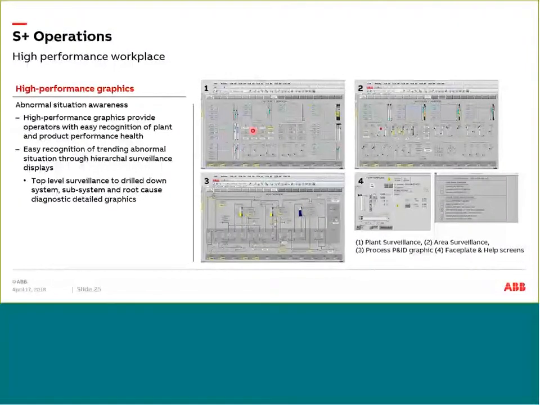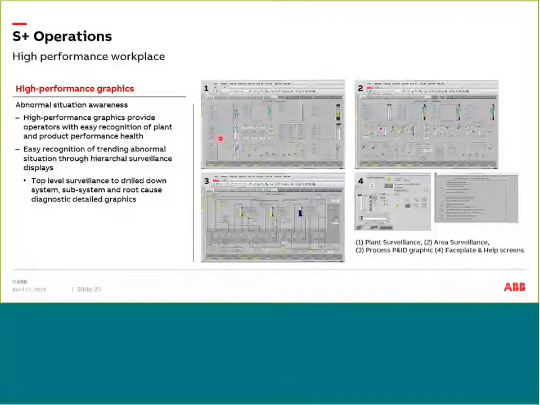But if you're going into the graphic design itself, with ABB, we provide the high performance graphics as an option. We'll delve deeper into this in a different webinar, but this is more of an introduction. So here I'm showing you 4 levels of high performance graphics. Level 1 is plant surveillance. If you see the graphics here, all the colors are muted.